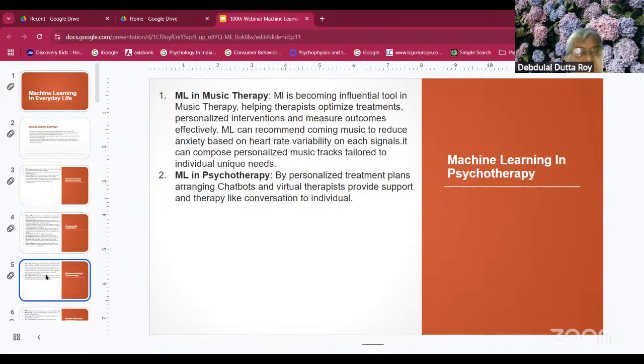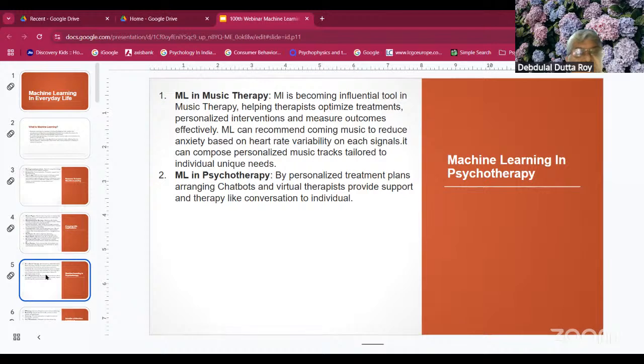Today, I will tell you how Rabindra Sangeet can be used specifically for the competency development of attention, and how we can map the attention training competency by using the machine learning tool.